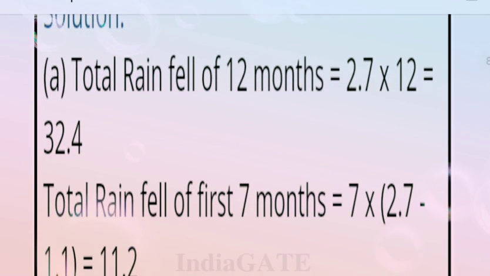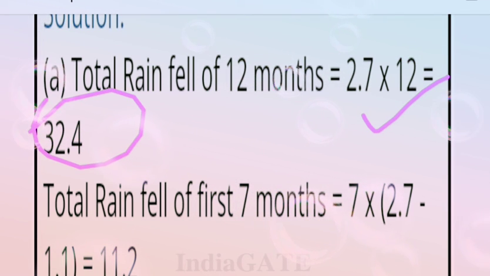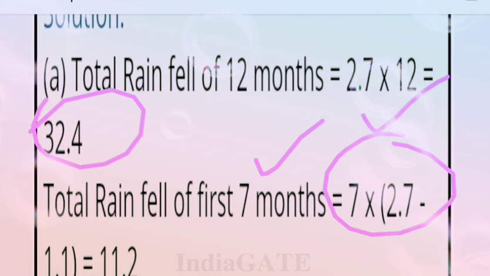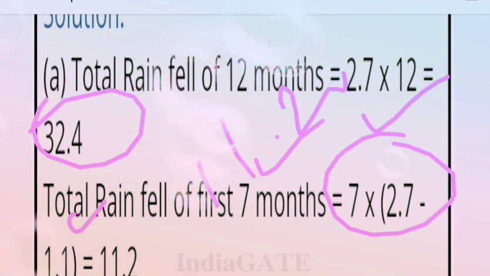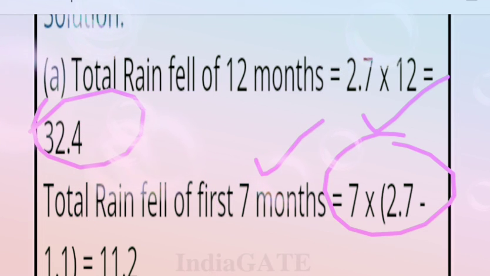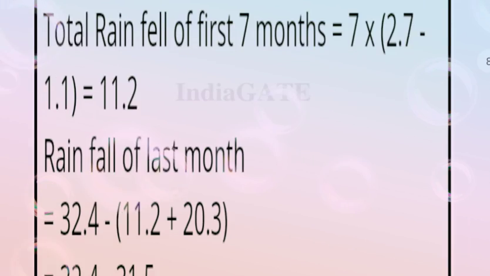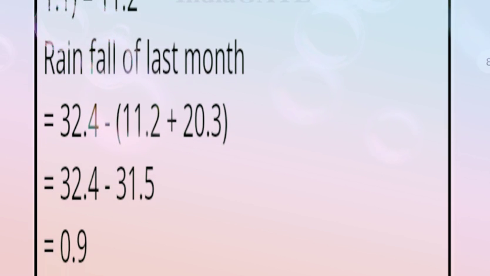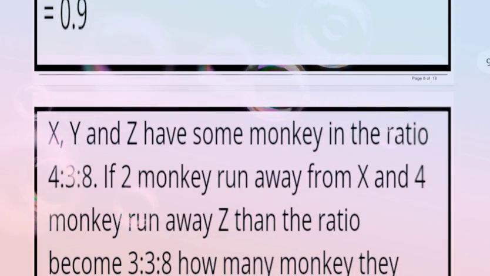Now come to the solution here. The solution is given like this: the total rainfall of 12 months is going to be 2.7 into 12, that is equal to 32.4, and the total rainfall of the first 7 months is equal to 7 into 2.7 minus 1.1, that is equal to 11.2. On the basis of this we can say the rainfall of the last month is equal to 12 months minus 7 months minus 4 months, that is equal to 0.9. Now come to the next question.